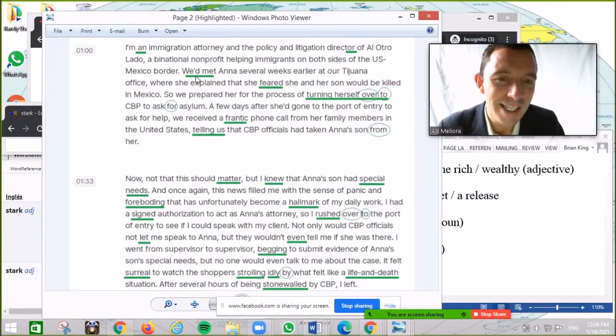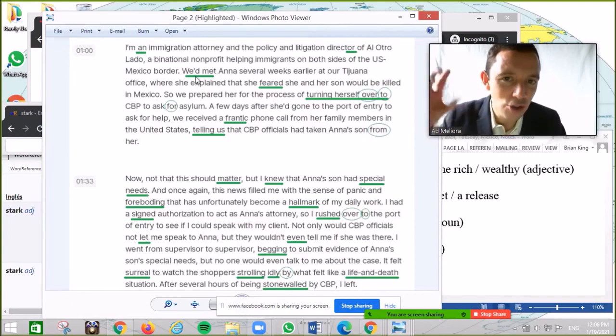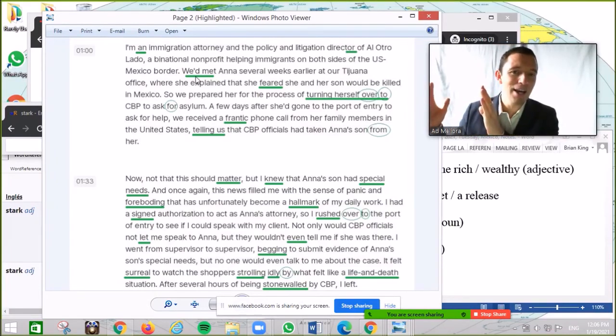We had met. This is an example of the past perfect. And remember, the past perfect is the subject, the auxiliary verb to have, and the participle. And the auxiliary verb to have is in the past, had. We had met. So it happened in the past before another action in the past. That's the past perfect. Okay?